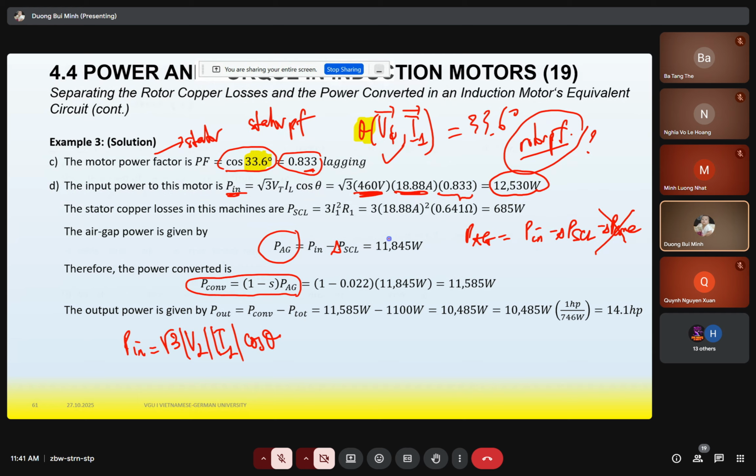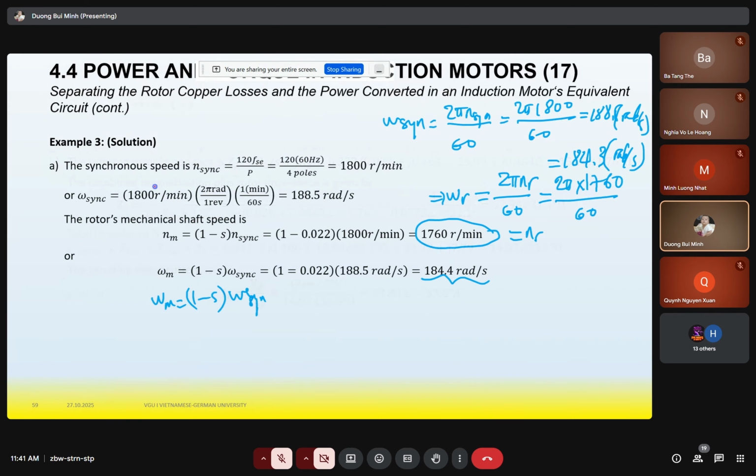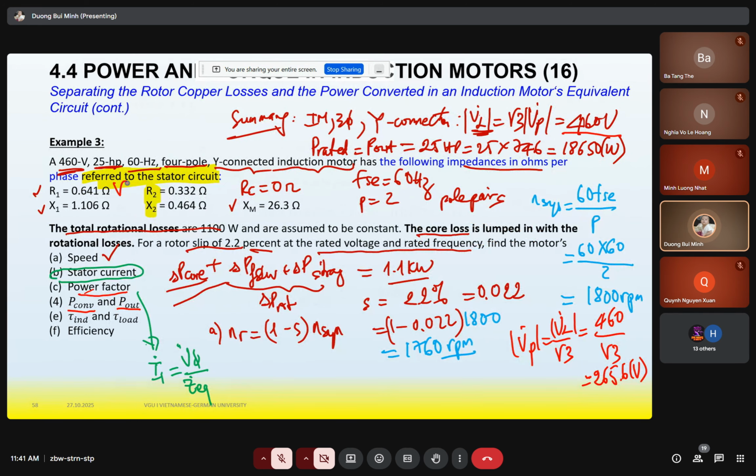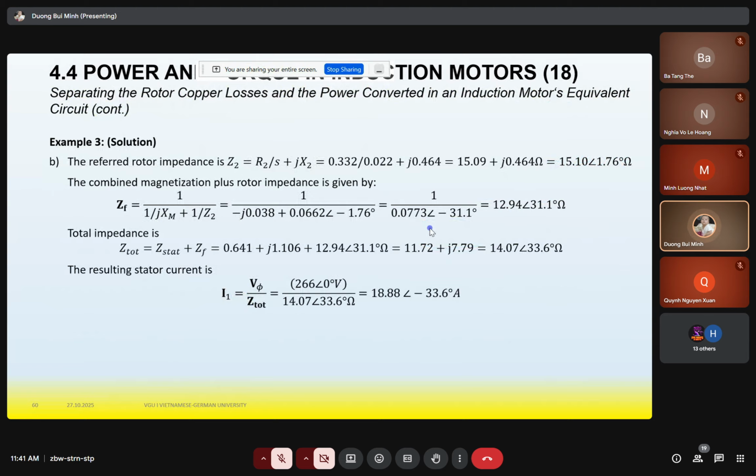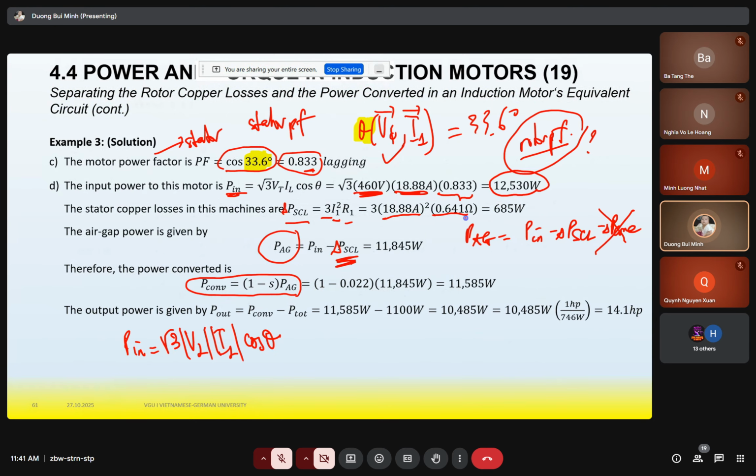Okay, and we need to know P SCL. So P SCL is 3 I1 squared R1. We know I1 before, right? 18.88. And R1 how many? R1 is 0.641. So now we can get P SCL is 285 watts. So you can get P AG 11,845.